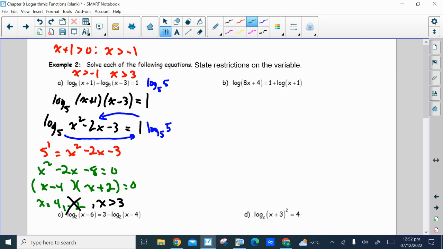Question B. Before we can convert from logarithmic to exponential, we have to have one side expressed as a single log. And so what I would do as a starting point for this one is subtract the log of x plus 1 from both sides. And then we can use the appropriate law in order to combine that left side. And because we're subtracting logs with the same base, that would be the quotient law.